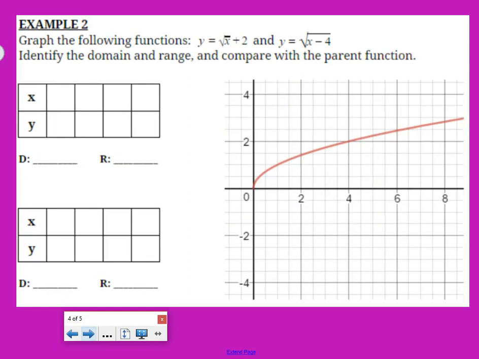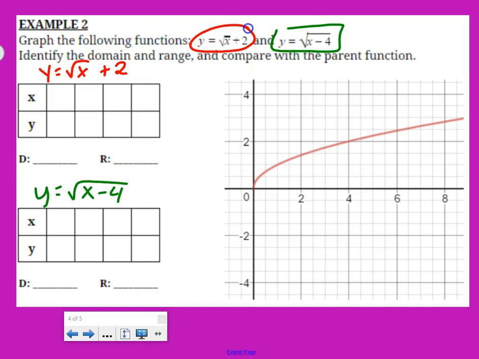Example 2, graph the following functions. Doing a little bit different stuff here. Y equals the square root of x plus 2. And then for our second one, y equals the square root of x minus 4. So that minus 4 is underneath the square root, whereas here that plus 2 is outside. For our first function, we're still going to have to use 0, 1, 2, 3 for our x values because they're underneath that square root.